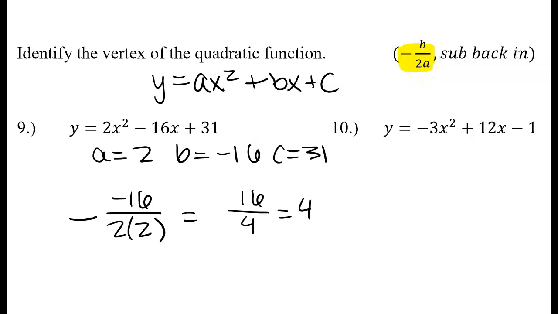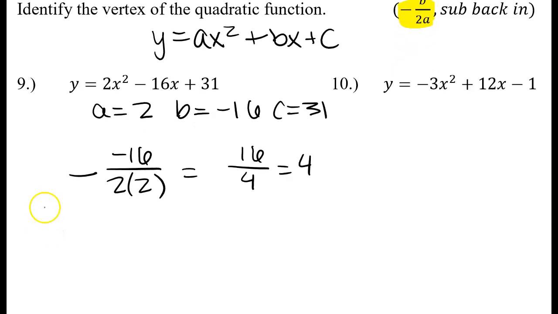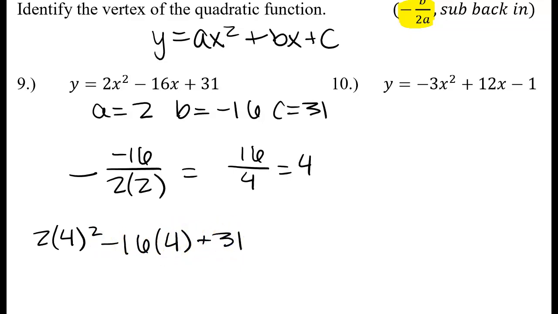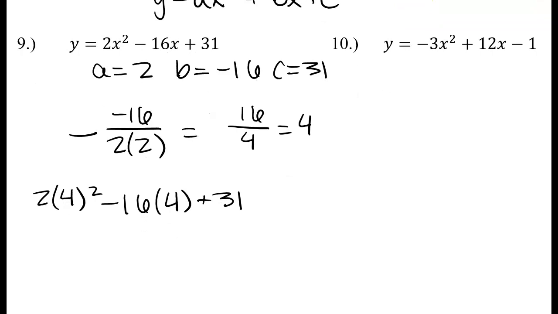Now, to figure out the y value, I need to substitute it back into the equation and do the math. Instead of writing x's, I'm going to write 4, because I'm plugging it in and seeing what I get, and that's going to be the y value of the vertex. We can do this by hand or you can use a calculator. If we're doing this by hand, make sure you use order of operations. 4 squared is what you should do first. 4 squared is 16. So we have 2 times 16, minus 16 times 4 plus 31.